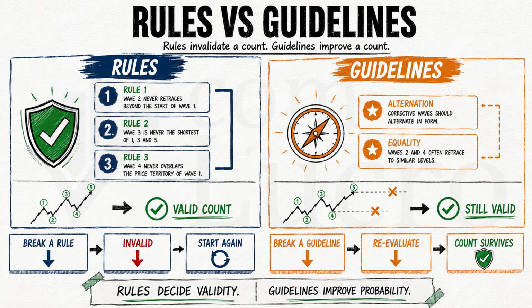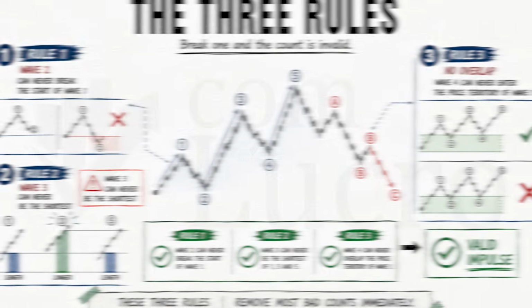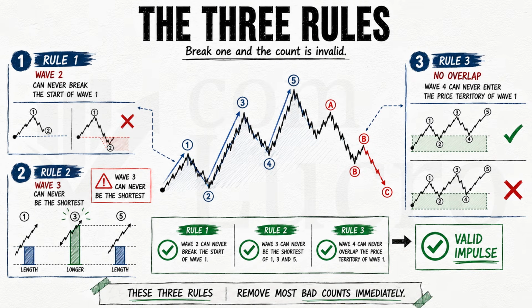Guidelines, like alternation and equality, which we'll cover later, are strong tendencies. You respect them, but a count survives breaking one. There are exactly 3 inviolable rules. Rule number 1, wave 2 must never retrace beyond the starting point of wave 1. If it does, the count is wrong and has to be redrawn. Rule number 2, wave 3 must not be the shortest of the 5 waves. In most cases, it's the longest and strongest of the sequence.